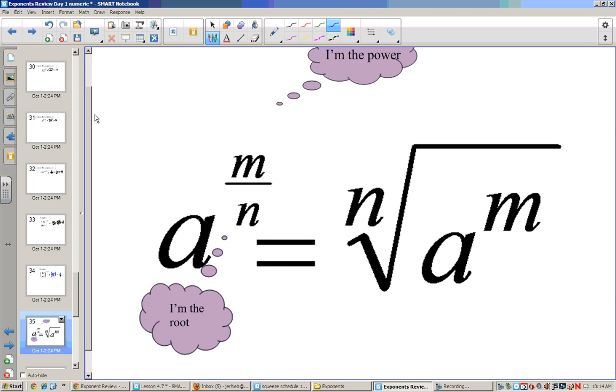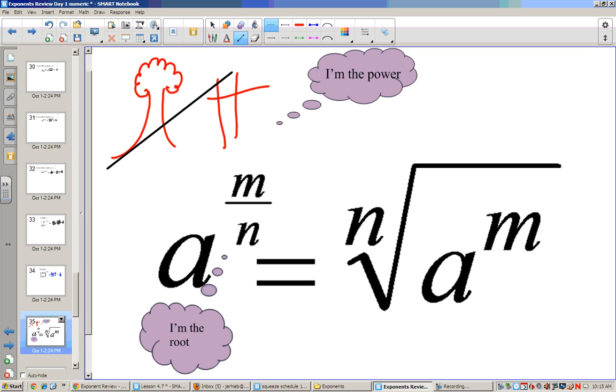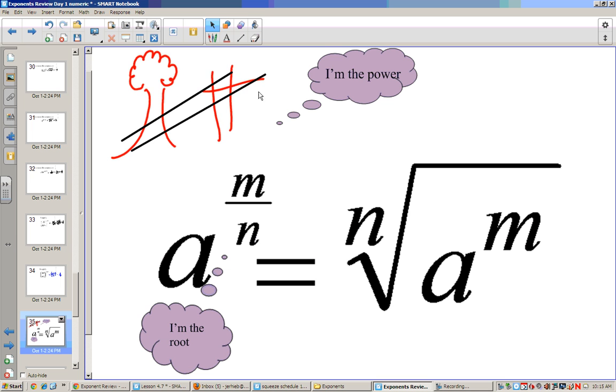Now if we have a to the m over n, the thing on top is a power. The one on the bottom is the root. So it's a to the m, and then we're going to take that to the nth root. I had a student once who went to the board, and she drew out this wonderful picture. She said, "Why don't you teach like this?" And I was like, "I have no idea what you're talking about. Maybe I should draw things a little bit better."